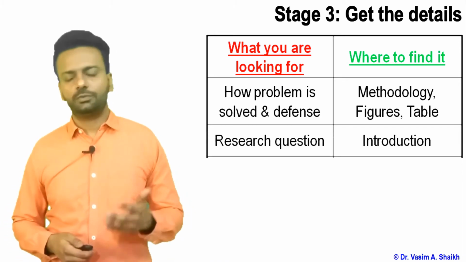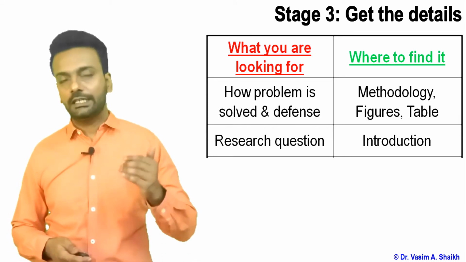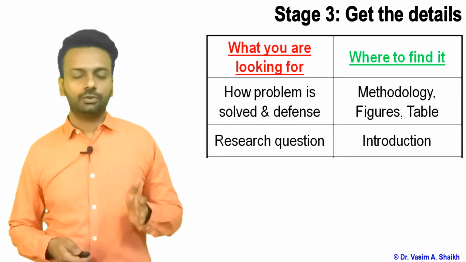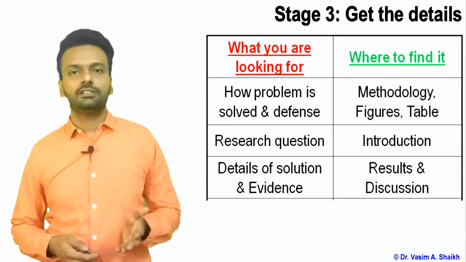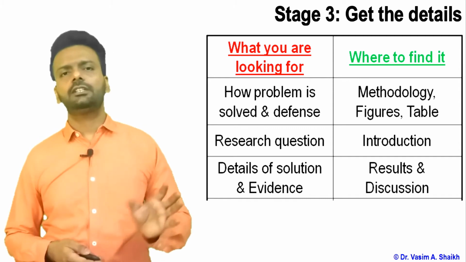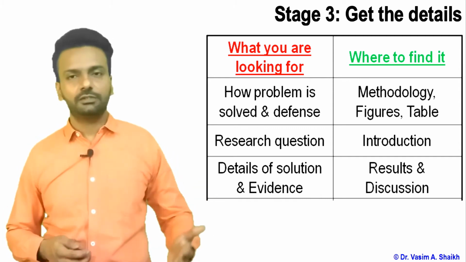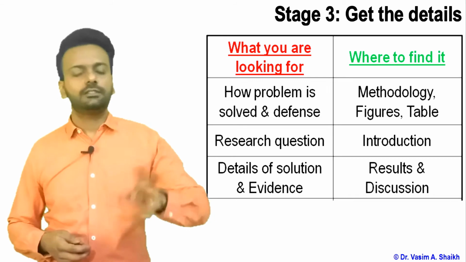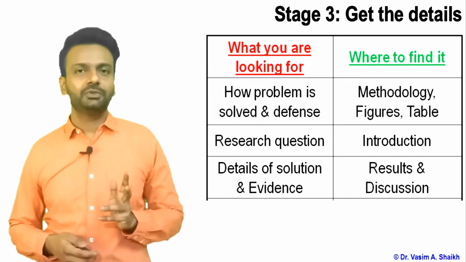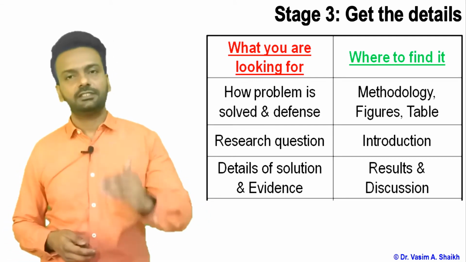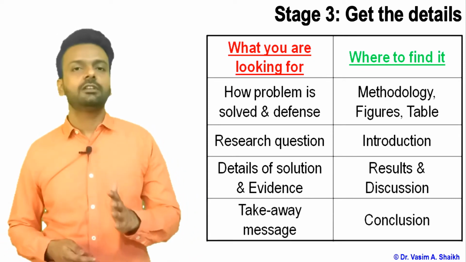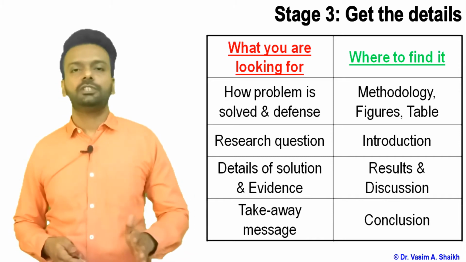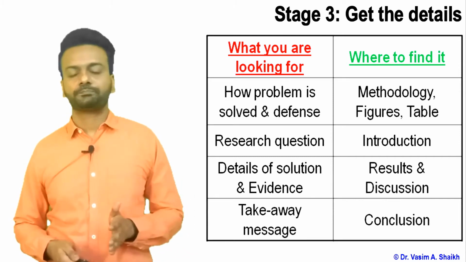Then what is the research question? Again, I told you it is there in the introduction. Then for the details of the solution and evidence, you should go to the results and discussion section. All the details of the solution, their proofs, their evidence, we did this and we got that, and this is the proof of that. You can read the results and discussion section and you get all these details. Then finally, the takeaway message, as I told you earlier, you have to go to the conclusion to see what the takeaway message is.